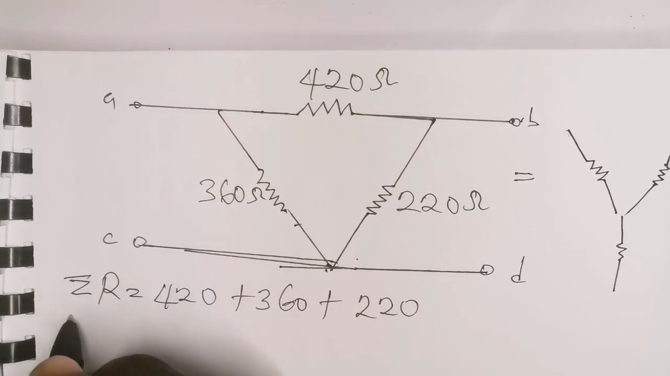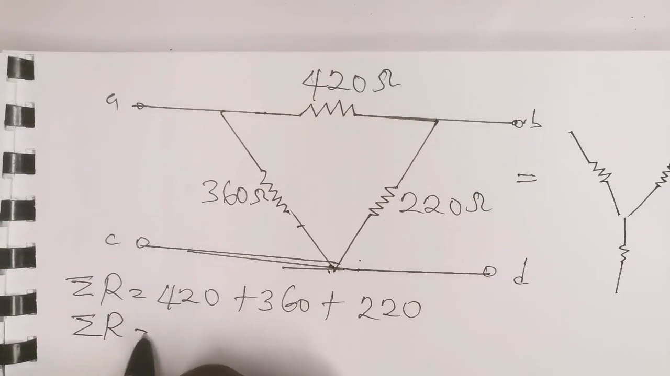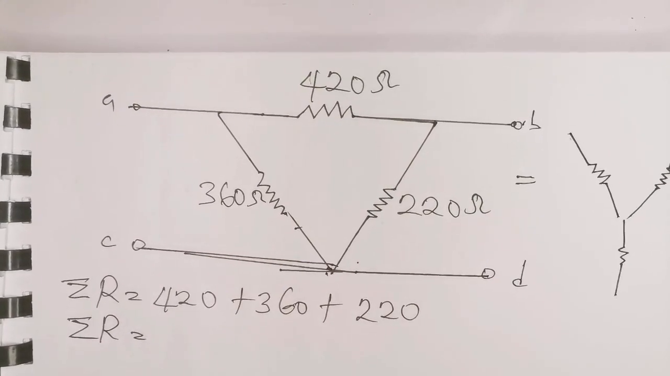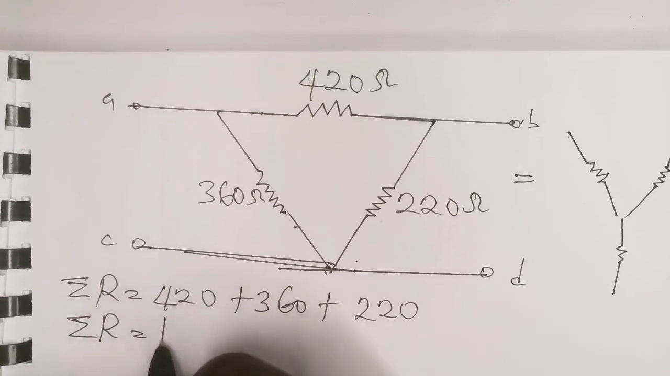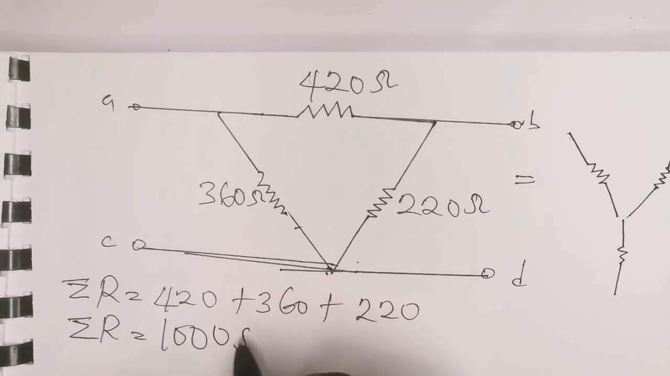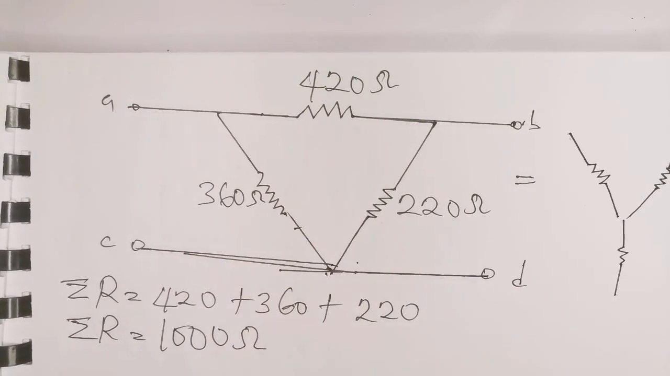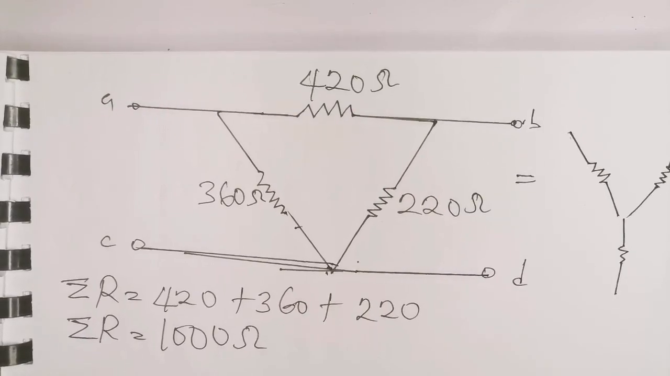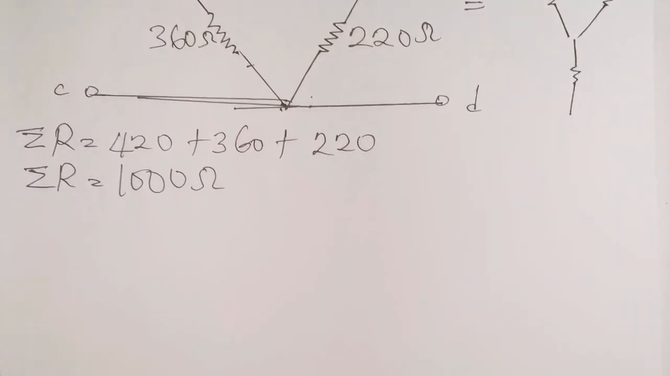So the summation of resistance is equal to, let's add this all up and obtain an equivalent value. 420 plus 360 plus 220 simply gives us 1000 ohms. So the equivalent summation of those resistances gives us 1000 ohms. Alright, so that's your first task.